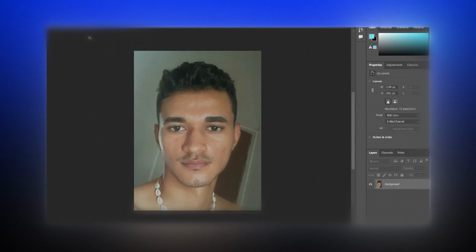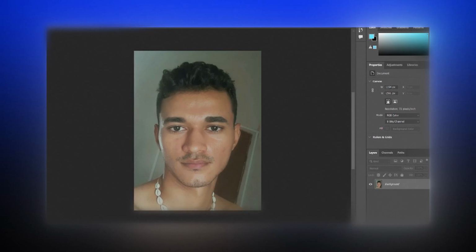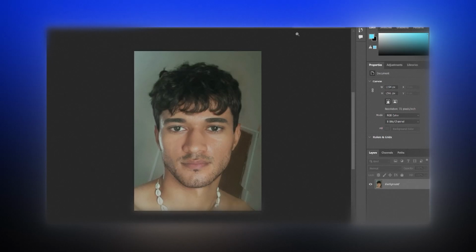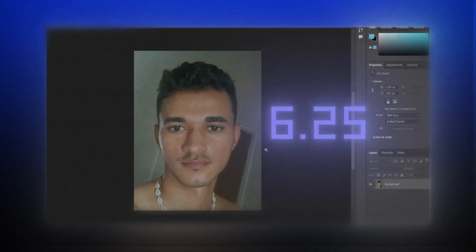So let's look at the before and the after here. Subtle changes compounding into a major shift in appearance and definitely in the right direction. So a huge increase in appeal here. You're starting from an attractive baseline. I put you at around a 6.25, which is attractive.